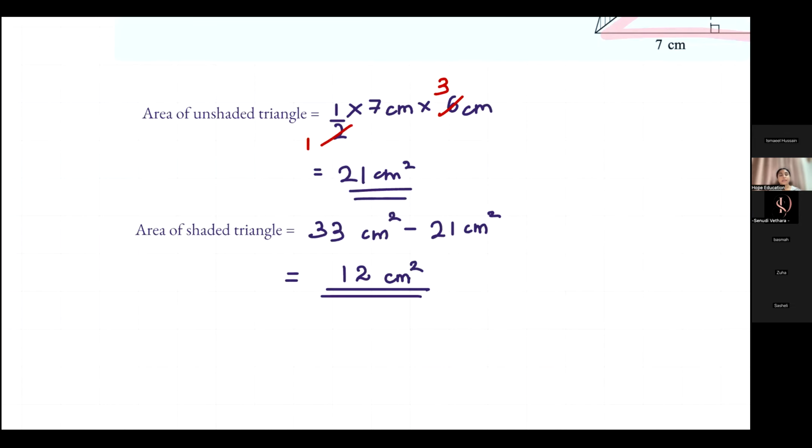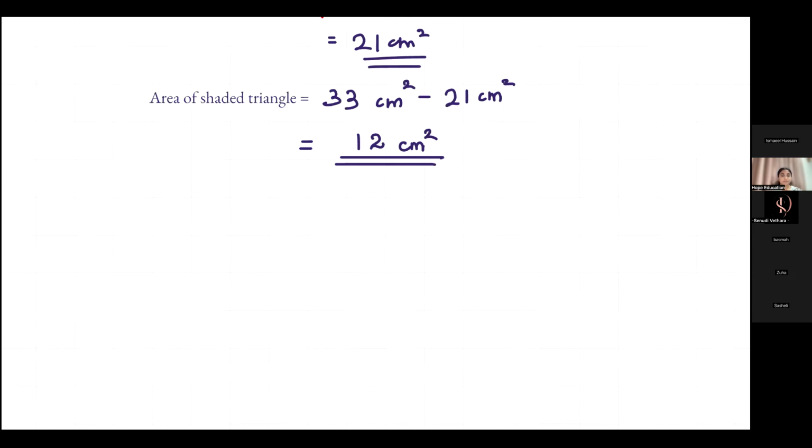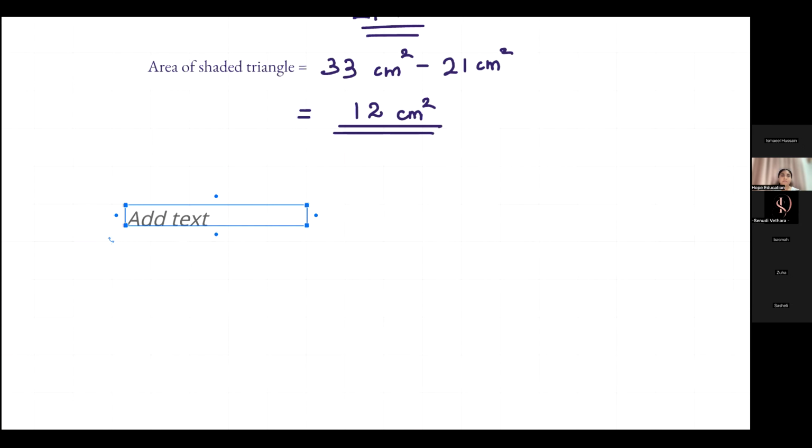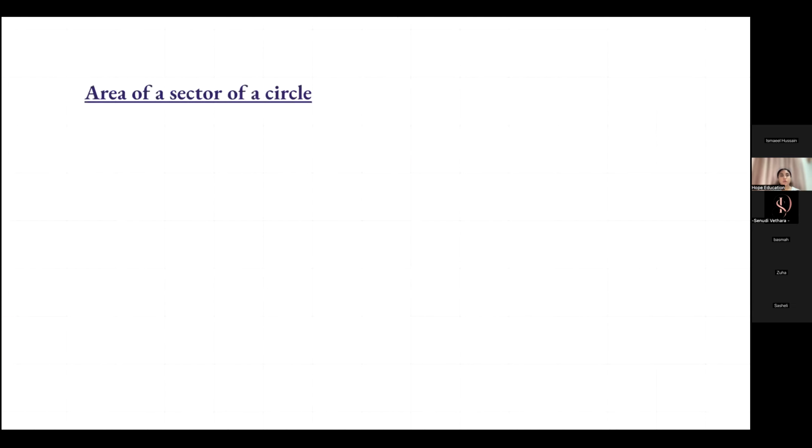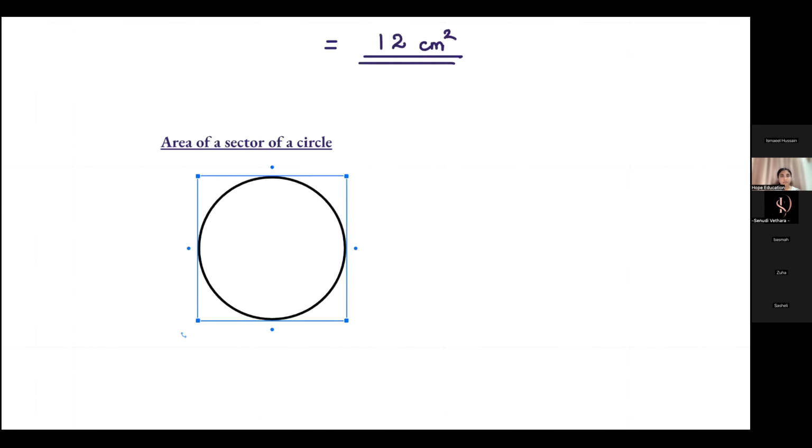Okay, put a topic: area of a sector of a circle. Only put the topic, don't draw any of these, just put the topic. Just the topic.